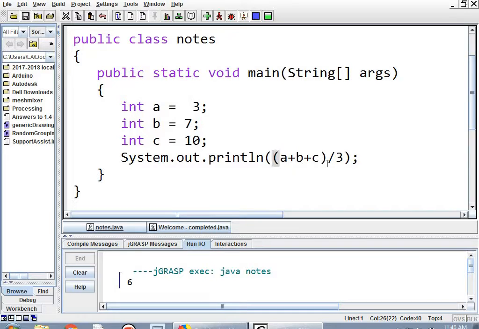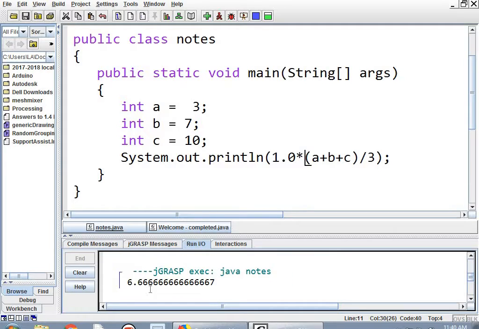One, the most common way I do it is just to say 1.0 times. And what that does, that's a way of casting the a plus b plus c, turning that into a double before you divide it by 3. So that's one way to do it. Let's just verify. We run it and we get 6.6 repeating.